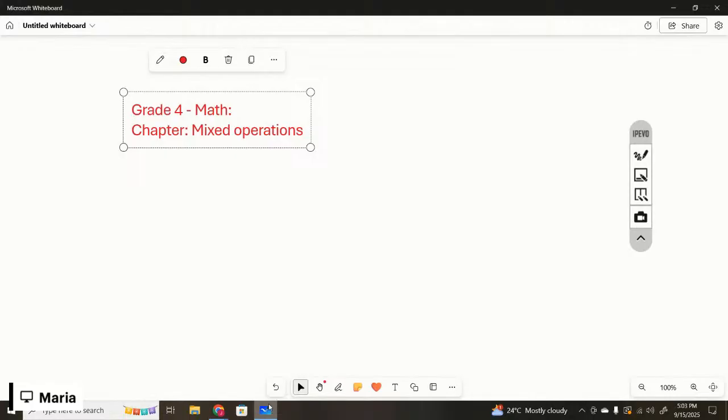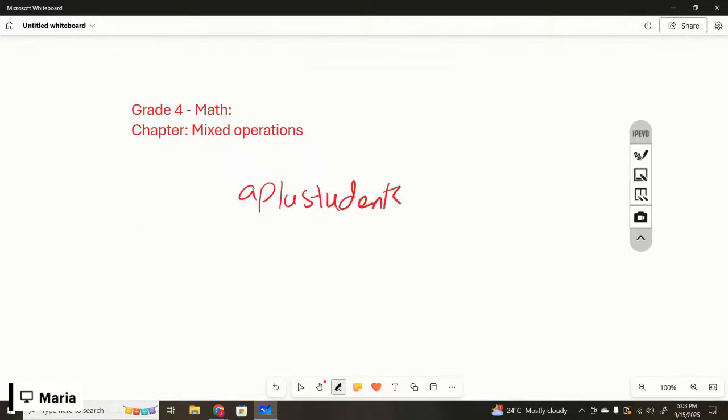You can find all the lessons on aplusstudents.com. You have to log in there using your email address, and the password is provided by the administrator. Then you have to select math from the subject tab, scroll down to grade 4 math, and then click on view all lessons. There you can find a list of the chapters.